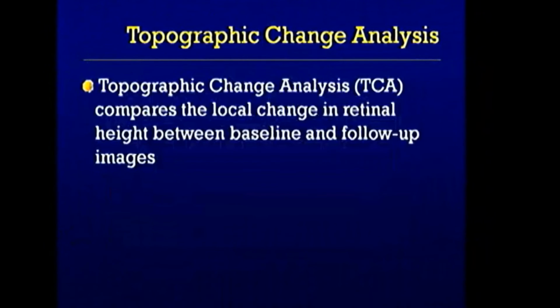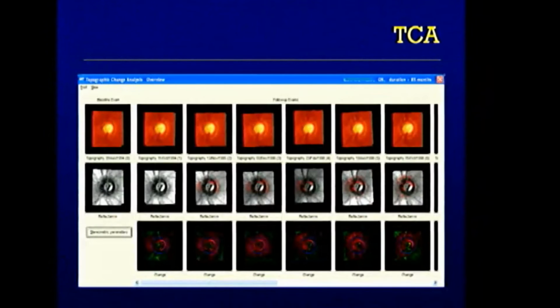Now the TCA is another method that looks at change over time, and what it does is compare local change in retinal height between the baseline image and follow-up images. So this is a TCA analysis, and what you can see up here is a baseline image. These are subsequent follow-up exam images.